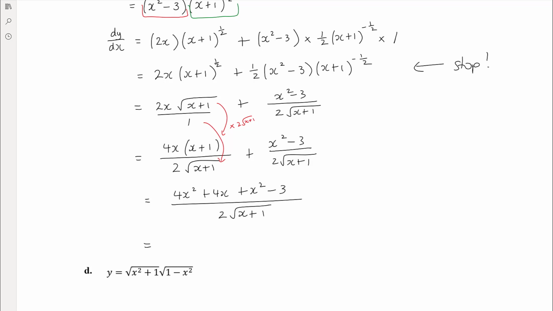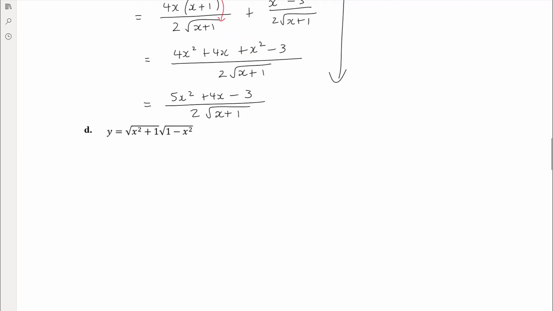And so collecting like terms on the numerator, we get 5x squared plus 4x minus 3, all over 2 root x plus 1. So again, you've answered the question at this point if the question is to differentiate, but if you're going to want to do something with it, I don't know, substitute into it, solve it equal to something, if the question specifies that it should be written in a particular form or whatever it might be, then you do need to be aware of how to do that algebraic manipulation. So I'd like you to try and get into the habit of practicing that a little bit.